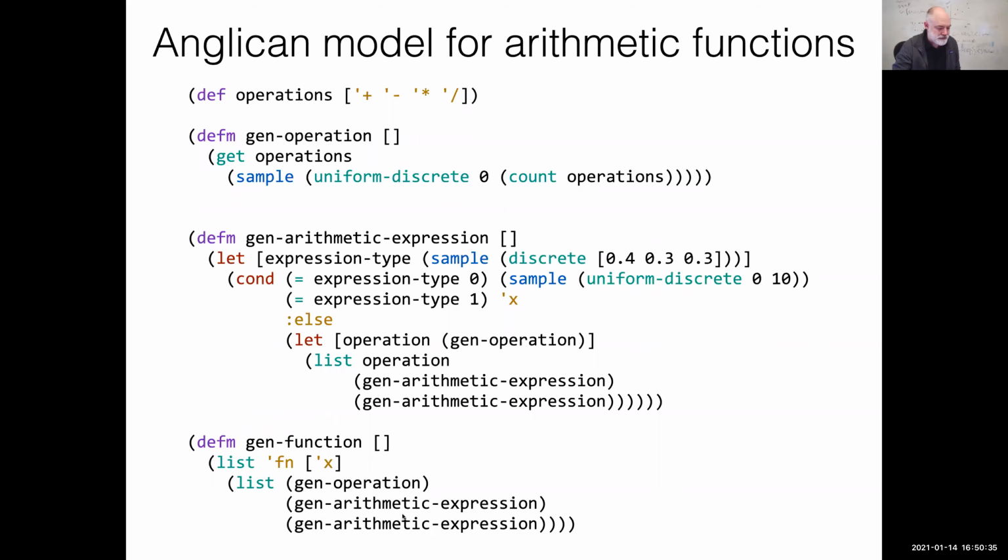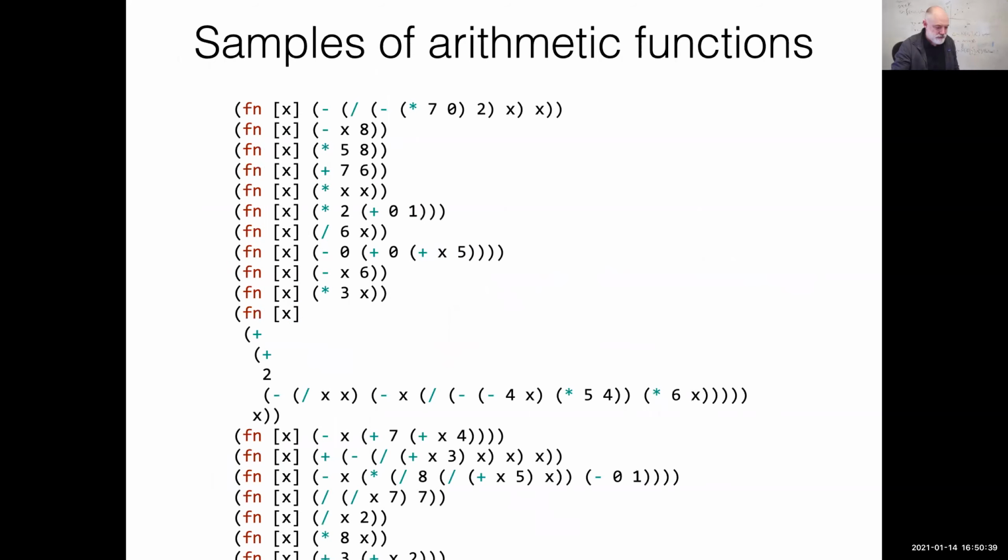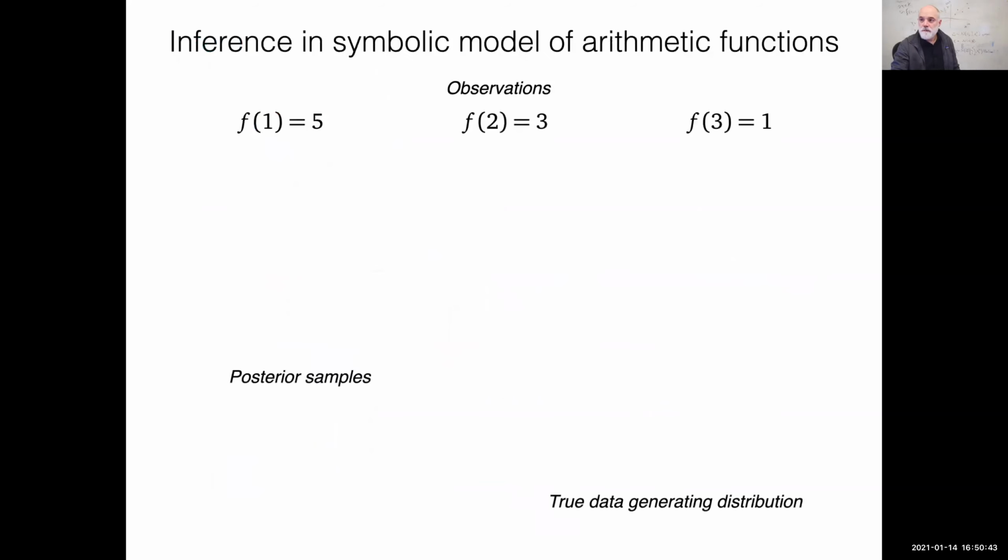So what are the latents in this case? Awesome. The latents in this case are the expression. They are literally this expression. So when we impose some observations like f of 1, what is a latent? Awesome, great. We're going to get to this in the next couple of lectures.